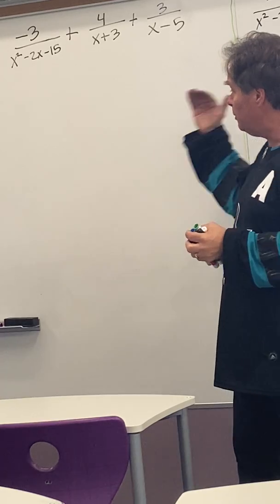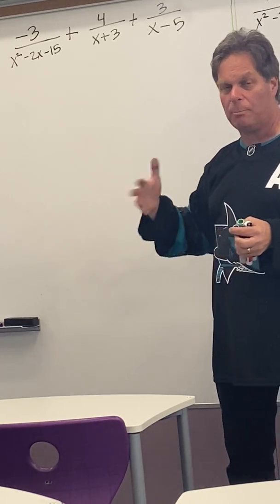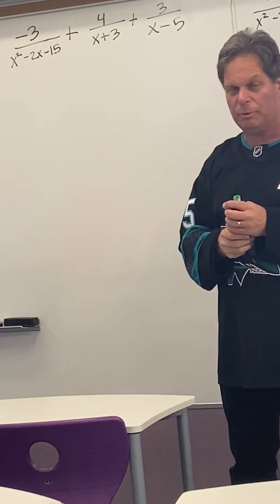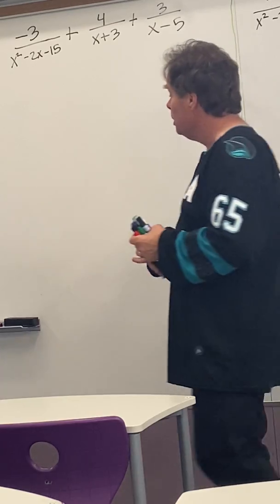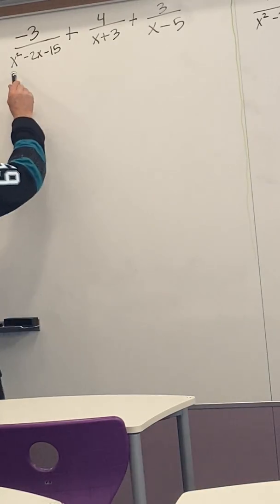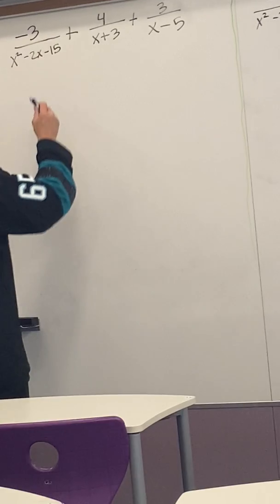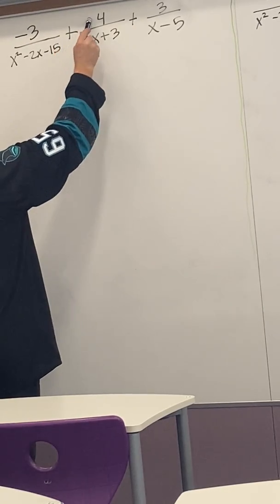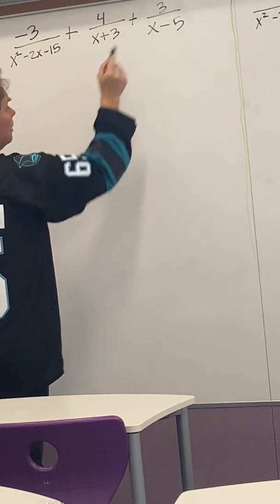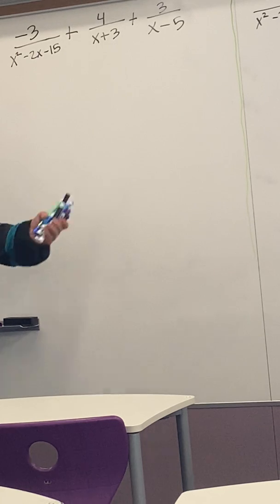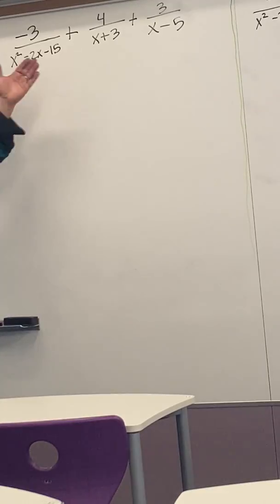I'm going to do two problems just like the last couple of homeworks that I gave you. I'm just going to do some example problems. So the first one is -3 over x squared minus 2x minus 15, plus 4 over x plus 3, plus 3 over x minus 5. How do we add those together? Well, there are three fractions.